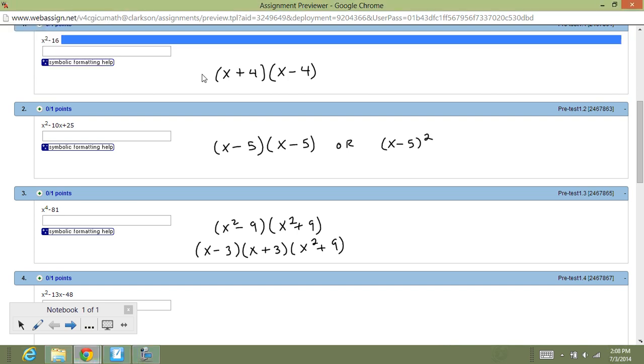All right, so these are the solutions to pretest 1 on factoring, and we already put up 8, 9, and 10 as video solutions, so you're going to see 1 through 7 here.